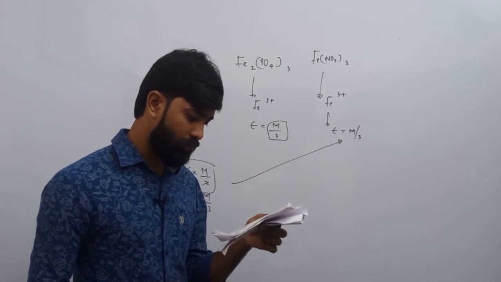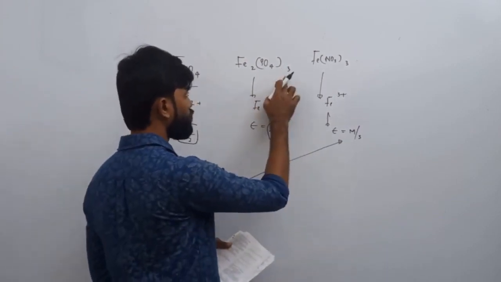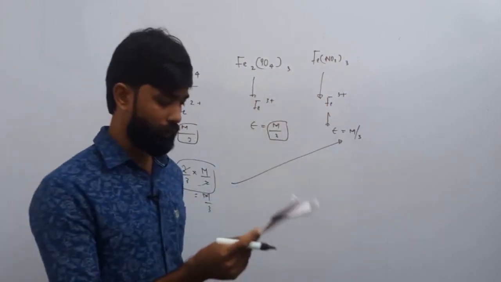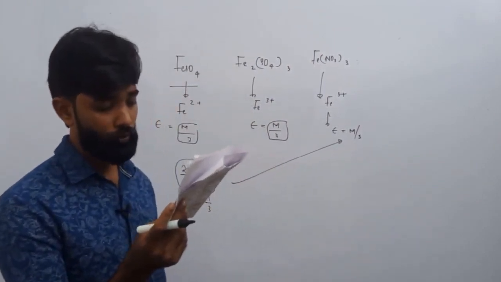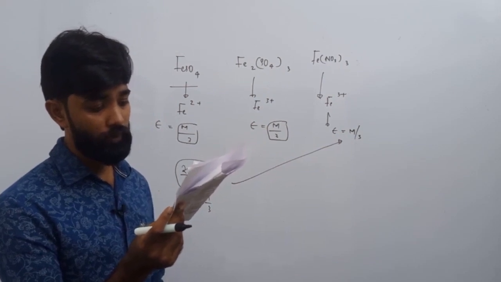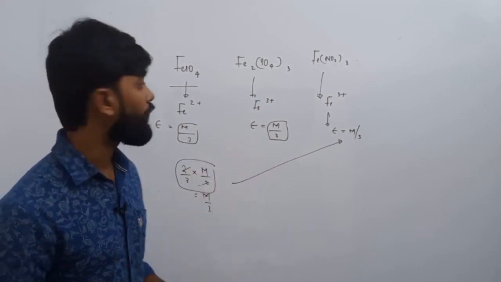Amount of iron deposited in Fe2(SO4)3 and Fe(NO3)3, both are equal. Fine. That's also correct. So 2 and 3 are correct. What about the 4? The same gas is evolved at the anode. Yeah, that's also correct.